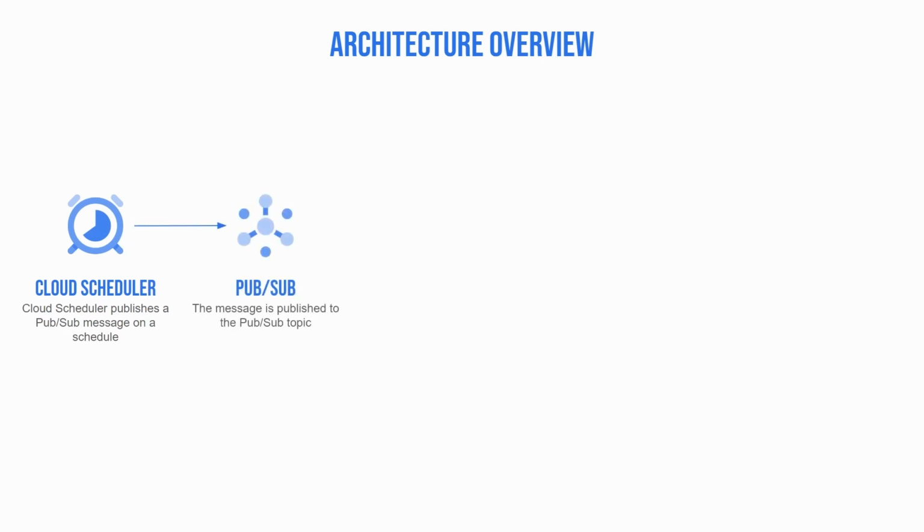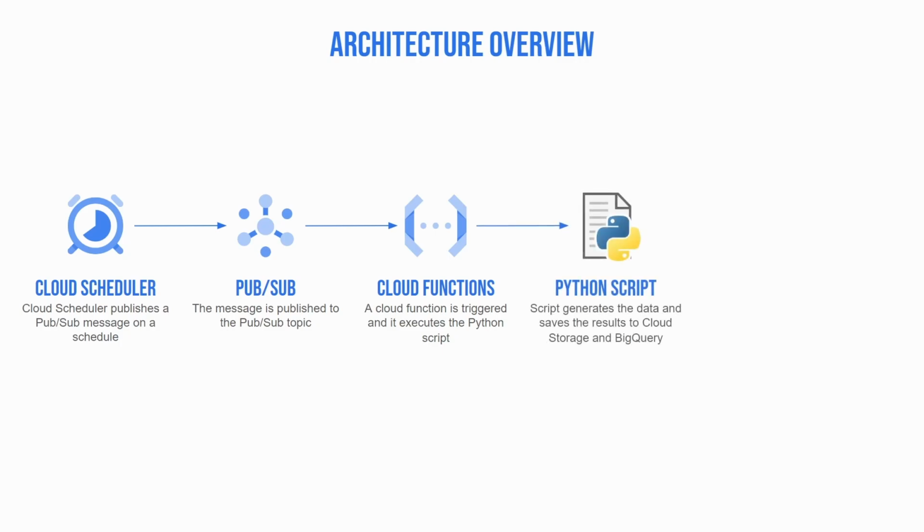So let's go through the architecture overview that I will be creating in order to show you how to chain together those services. So we start with Cloud Scheduler. Cloud Scheduler publishes a PubSub message on a schedule. This message is published to the PubSub topic. A Cloud Function is triggered and it executes the Python script. The script generates the data and saves the results to Cloud Storage and BigQuery.